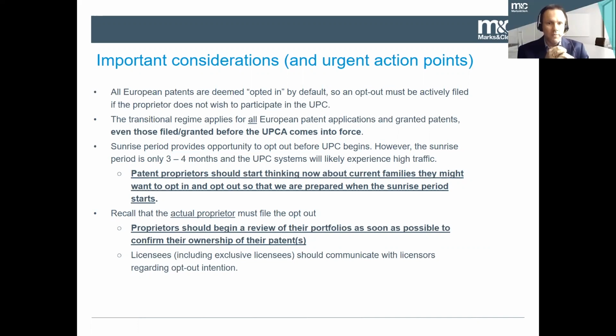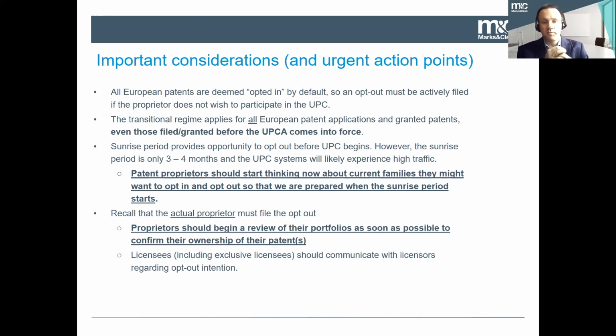Additionally, I would urge you to not leave the opt-outs to the end of the sunrise period, for the simple reason that we expect many people will actually try and opt out. Then there is a question, will the computer systems actually be able to take it? And additionally, an opt-out is only valid once it is registered on the relevant register.